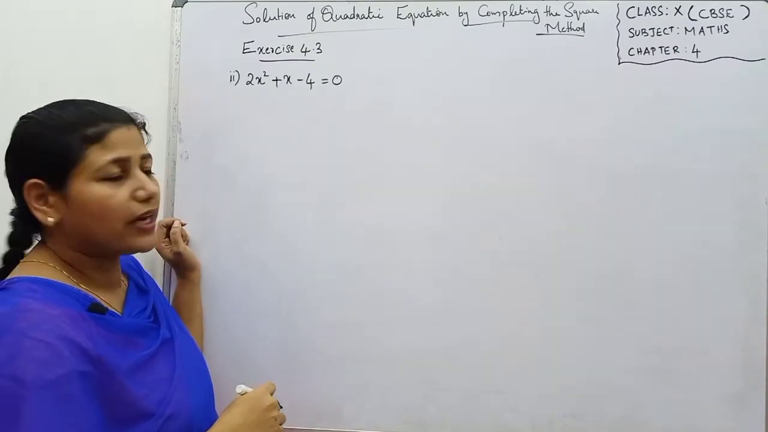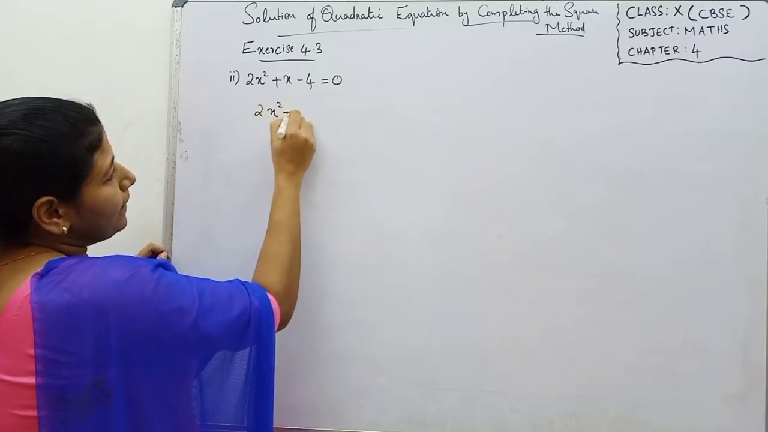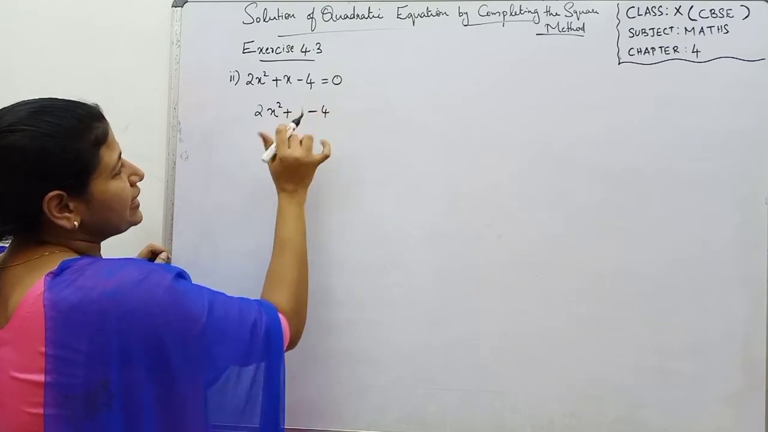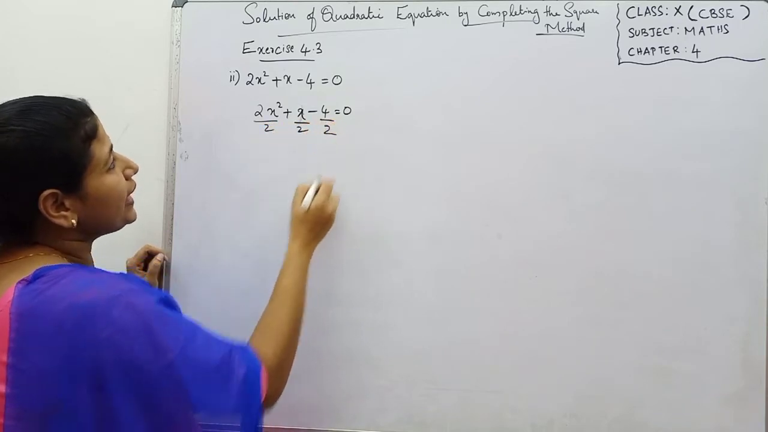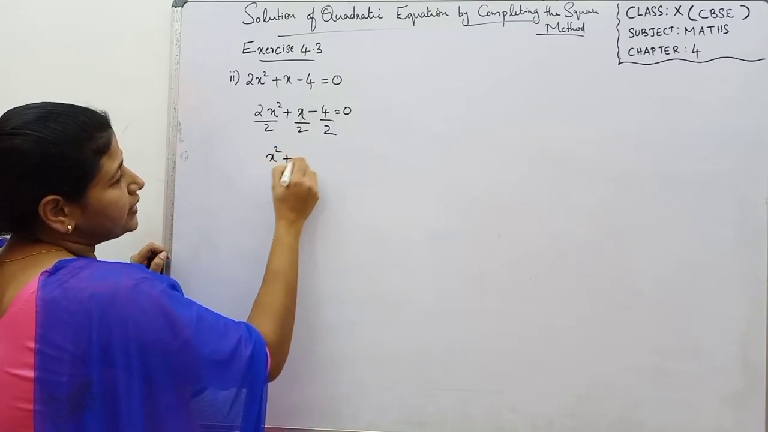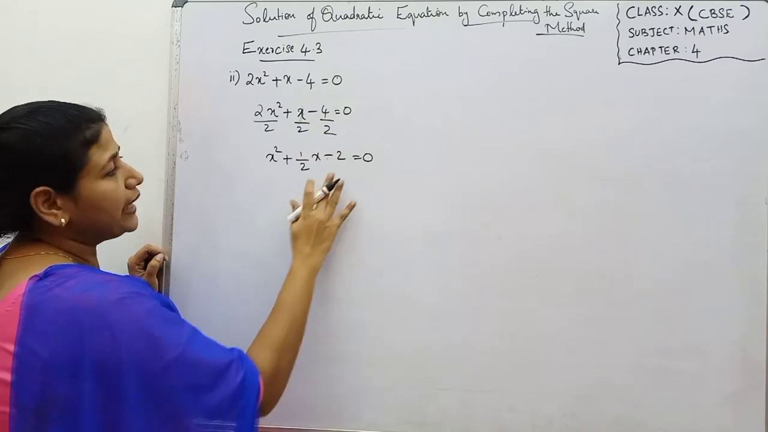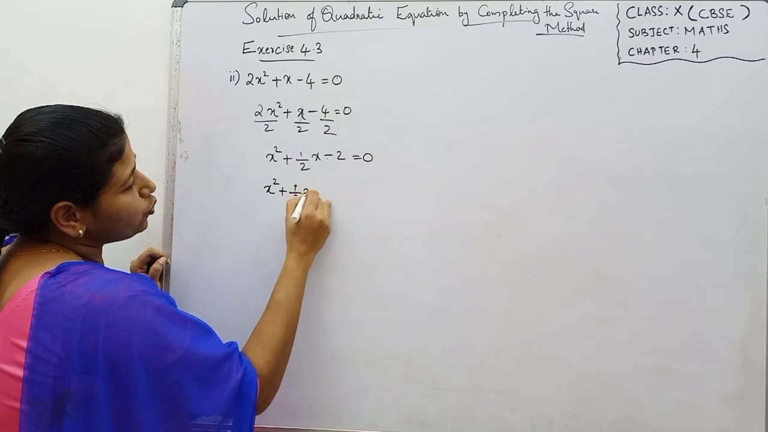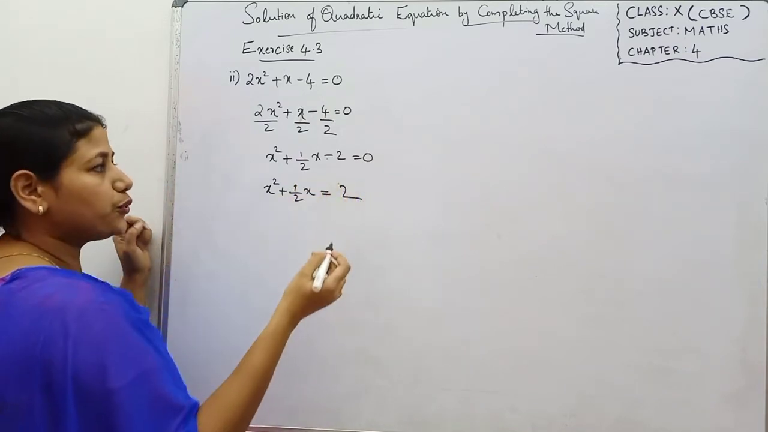Second question, 2x square plus x minus 4 equal to 0. First I am going to write 2x square plus x minus 4 equal to 0, all divided by 2, isn't it? To make the coefficient of x square 1. So you will get x square plus 1 by 2x, or x by 2, minus 2 equal to 0. Now take this minus 2 to that side, x square plus 1 by 2x equal to 2. Take this minus 2 to that side.